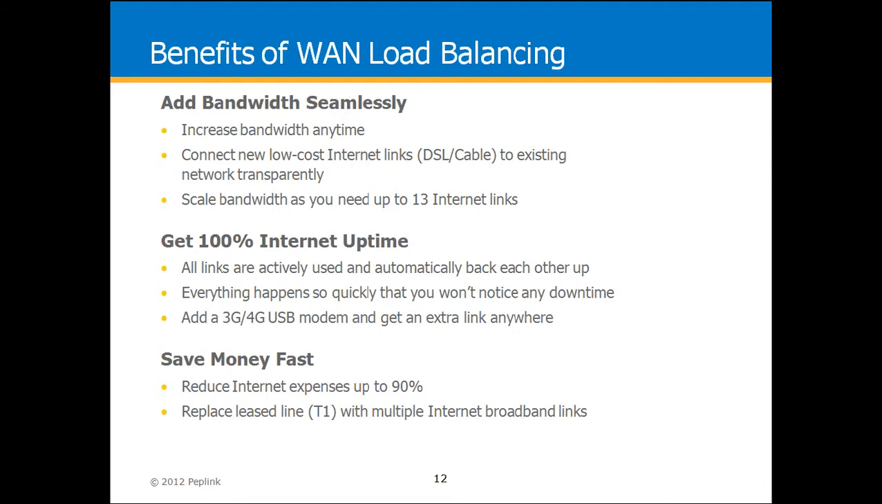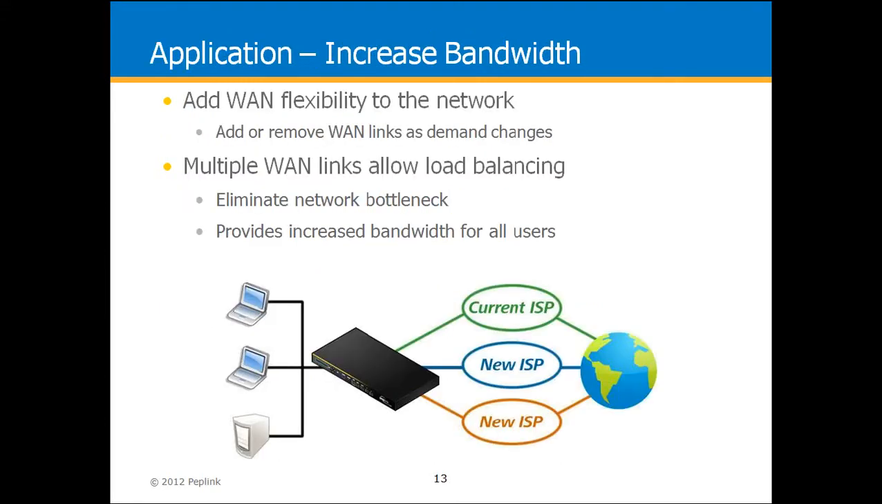Save money fast. Reduce internet expenses up to 90%. Replace expensive leased line T1s with multiple internet broadband links. Application: increase bandwidth, add WAN and flexibility to the network, add or remove WAN links as demand changes. Multiple WAN links allow load balancing, eliminating network bottlenecks, and it provides increased bandwidth for all users on the network.